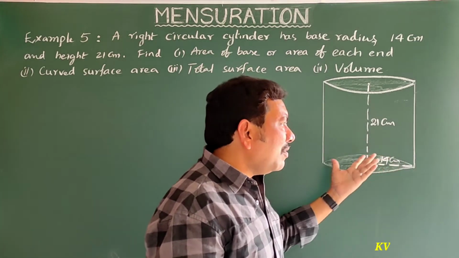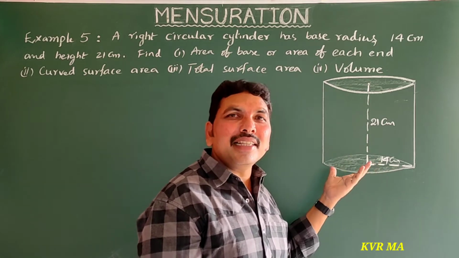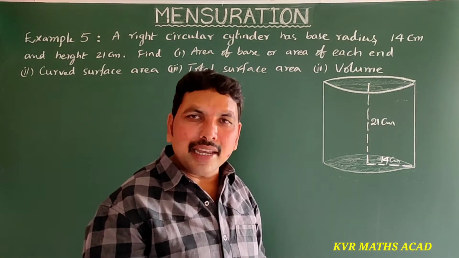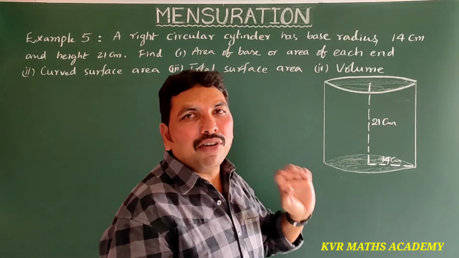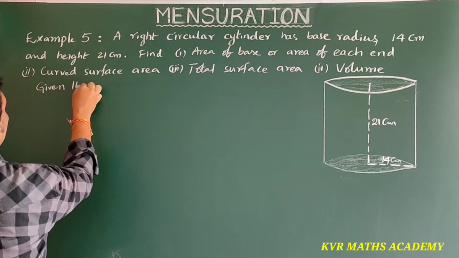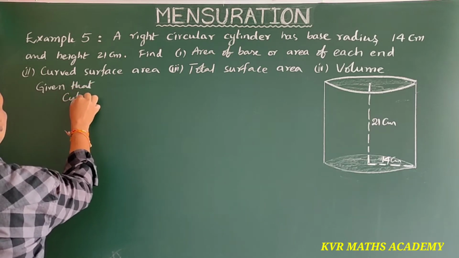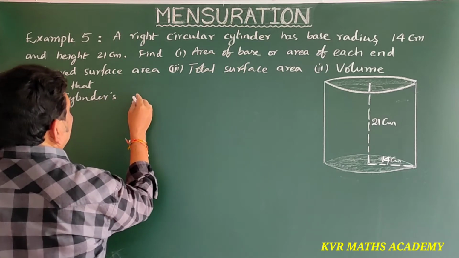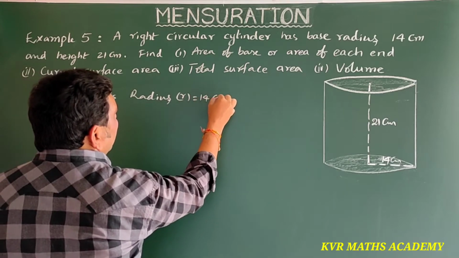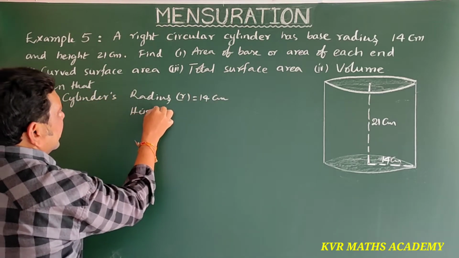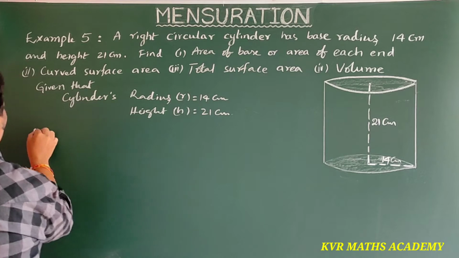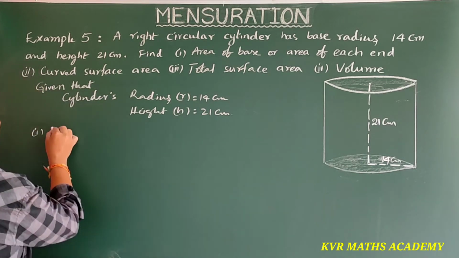Actually, what is the shape of the base of the cylinder? Yes, it is the circular end, right? So both ends are circles, right? So the area of the circle we have to find first. Yes, first write down, given that the cylinder's radius r is equal to how much? Yes, 14 centimeters. Next, height h is equal to how much? Yes, 21 centimeters.